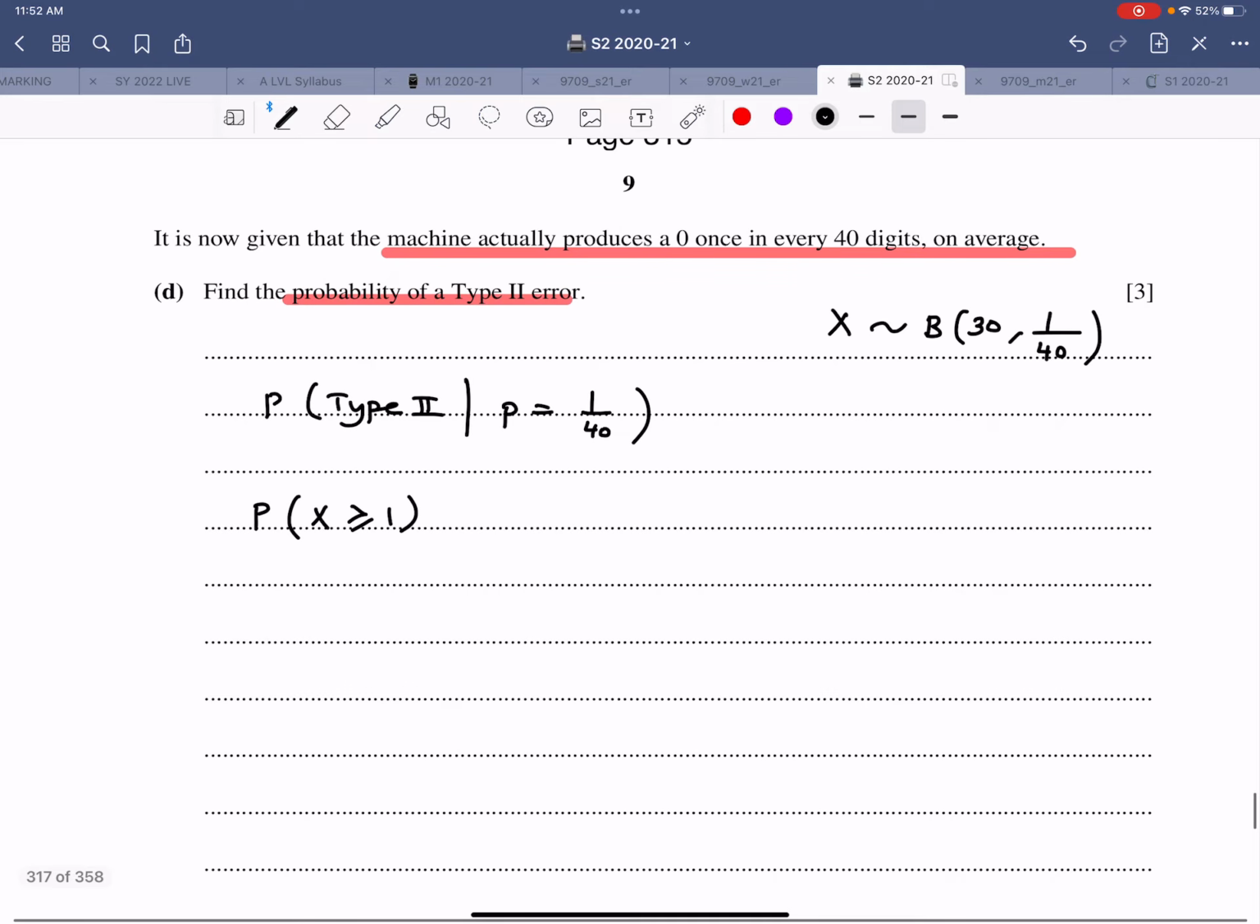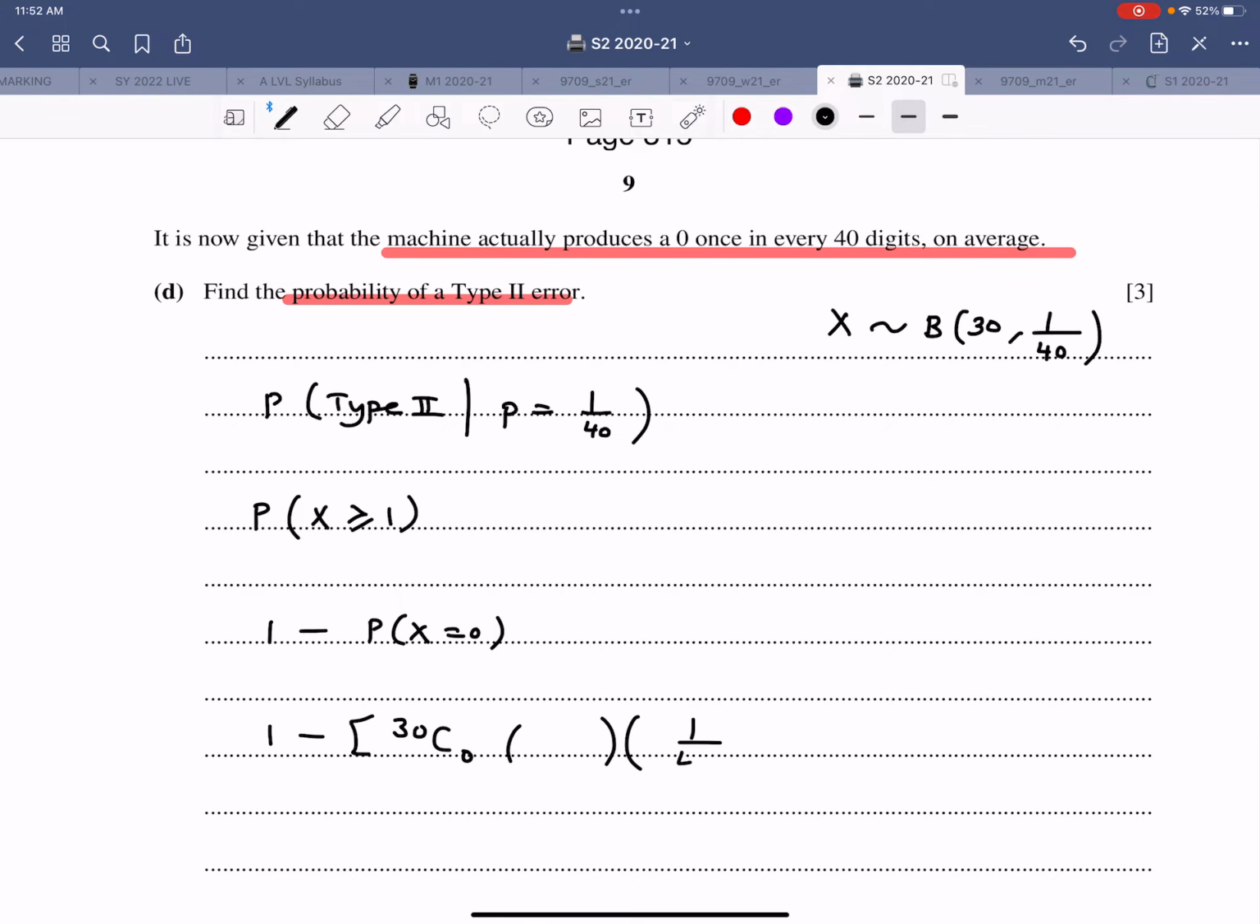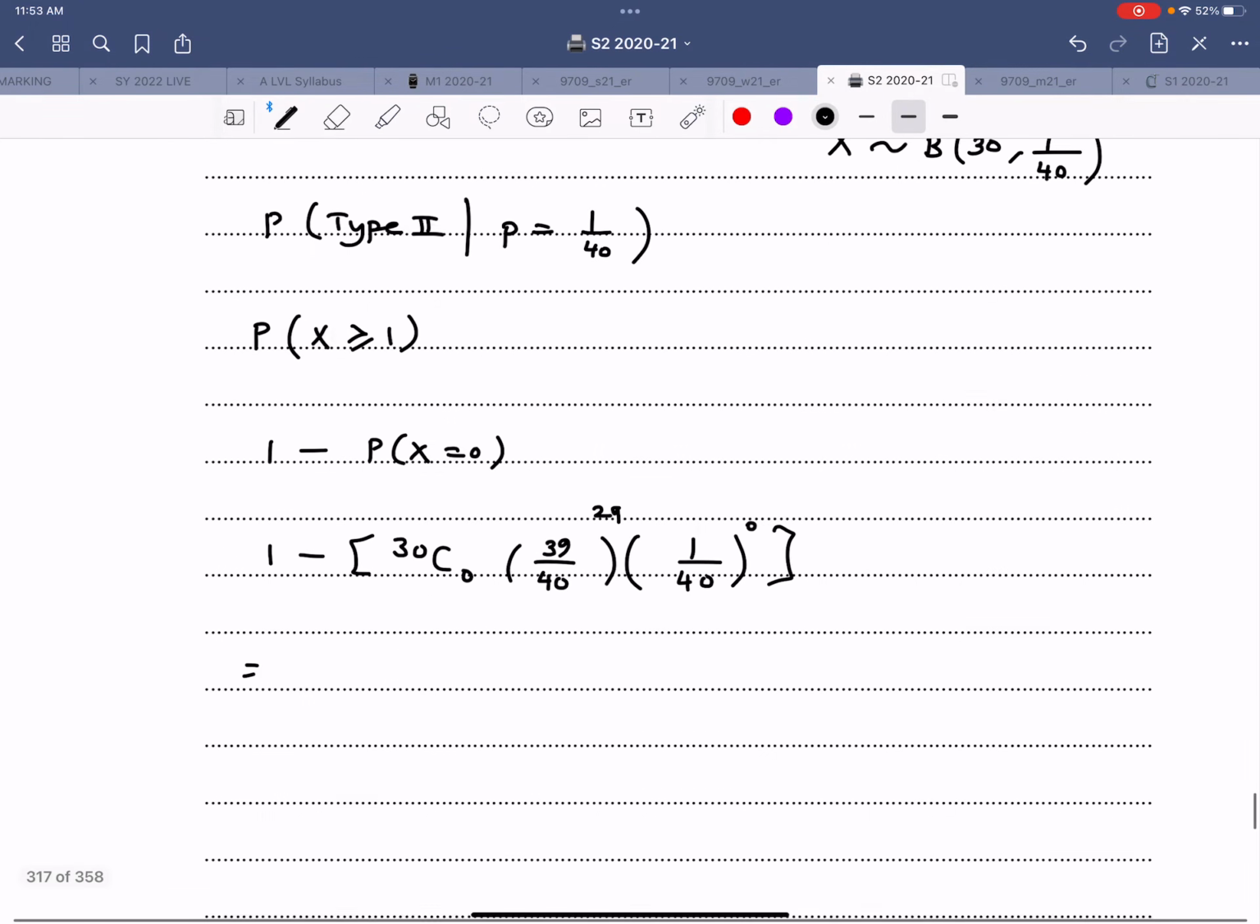to calculate directly, so it is 1 minus probability X equals 0, which is 1 minus 30C0, success is 1 over 40 raised to the power of 0, failure is 39 over 40 raised to the power of 30. And then you use a calculator and you get this answer, which is a big answer, 53.2%. You can naturally write it in decimals also, to 3 significant figures.